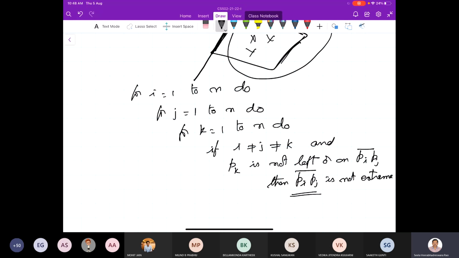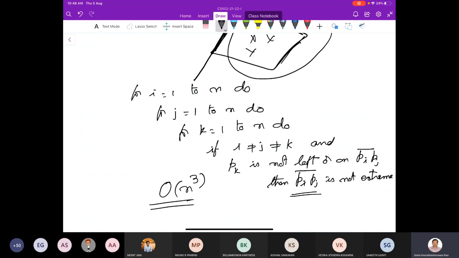This way, you can find all the extreme edges, and this time complexity is order n cube. Of course, this is higher. These are just two brute force algorithms we discussed to compute the convex hull: the points on the boundary or the edges on the boundary. In both the algorithms, we are not actually ordering the vertices or the edges so that we can output them in a particular order. That is not done.